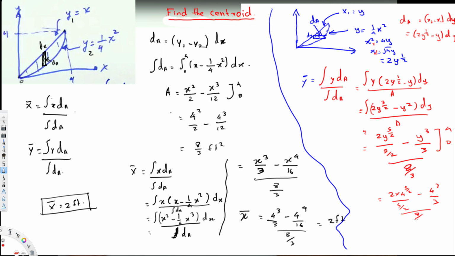Then in the bottom we are going to get 8 over 3, and if I calculate all the values, the final value comes out to be 1.6 feet. Therefore we can say y bar is equal to 1.6 feet.